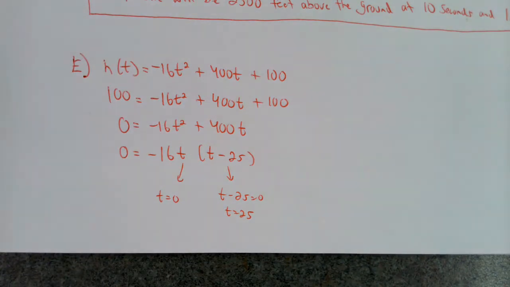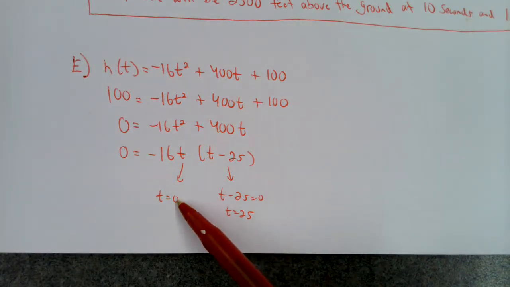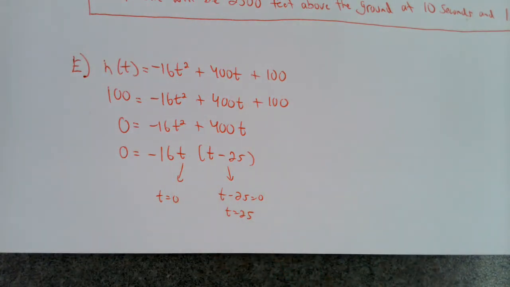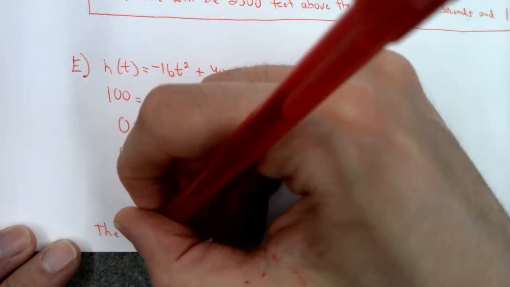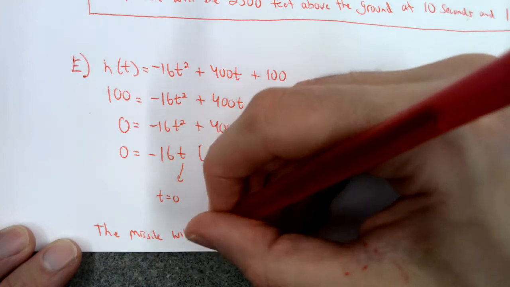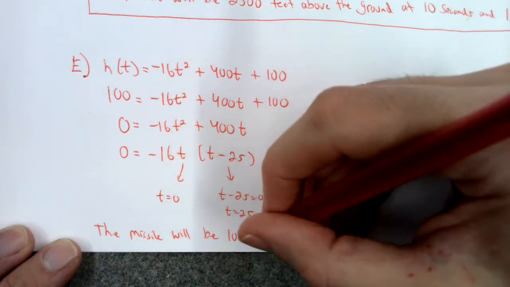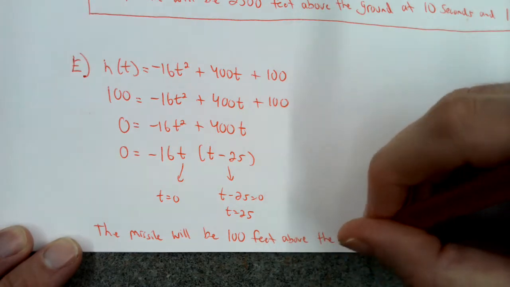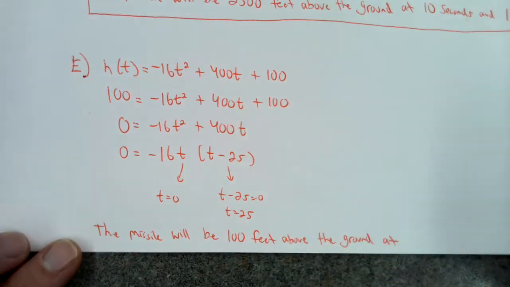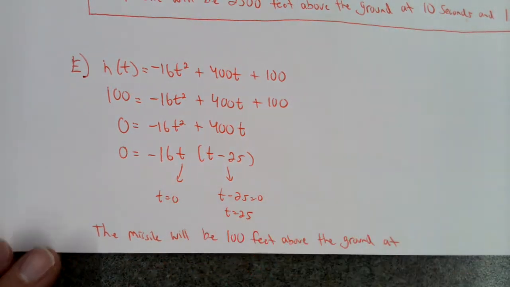So the missile is 100 feet above the ground at 0 seconds and 25 seconds. Put that in a sentence. The missile will be 100 feet above the ground at 0 seconds and 25 seconds.